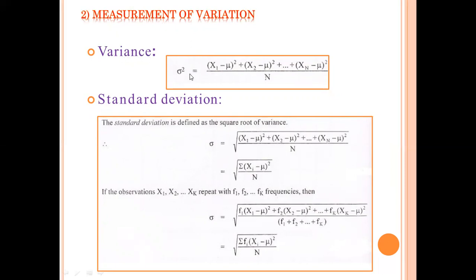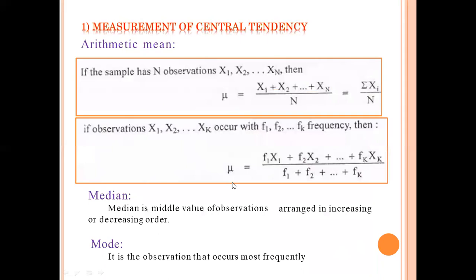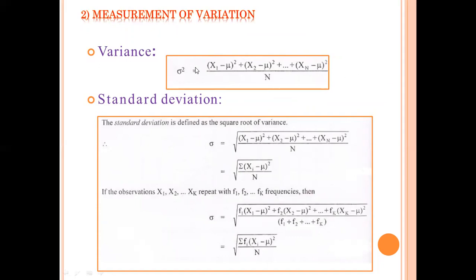Variance is denoted by sigma square and given as x1 minus mu square plus x2 minus mu square plus dash dash dash plus xn minus mu square, divided by n. Here x1, x2, xn are the observations in that batch. Mu is the arithmetic mean that we calculated previously, mu with the frequency. So for the number of observations, we take the observations and the arithmetic mean, divided by n, the total number of observations. From this formula, we will get the variance.